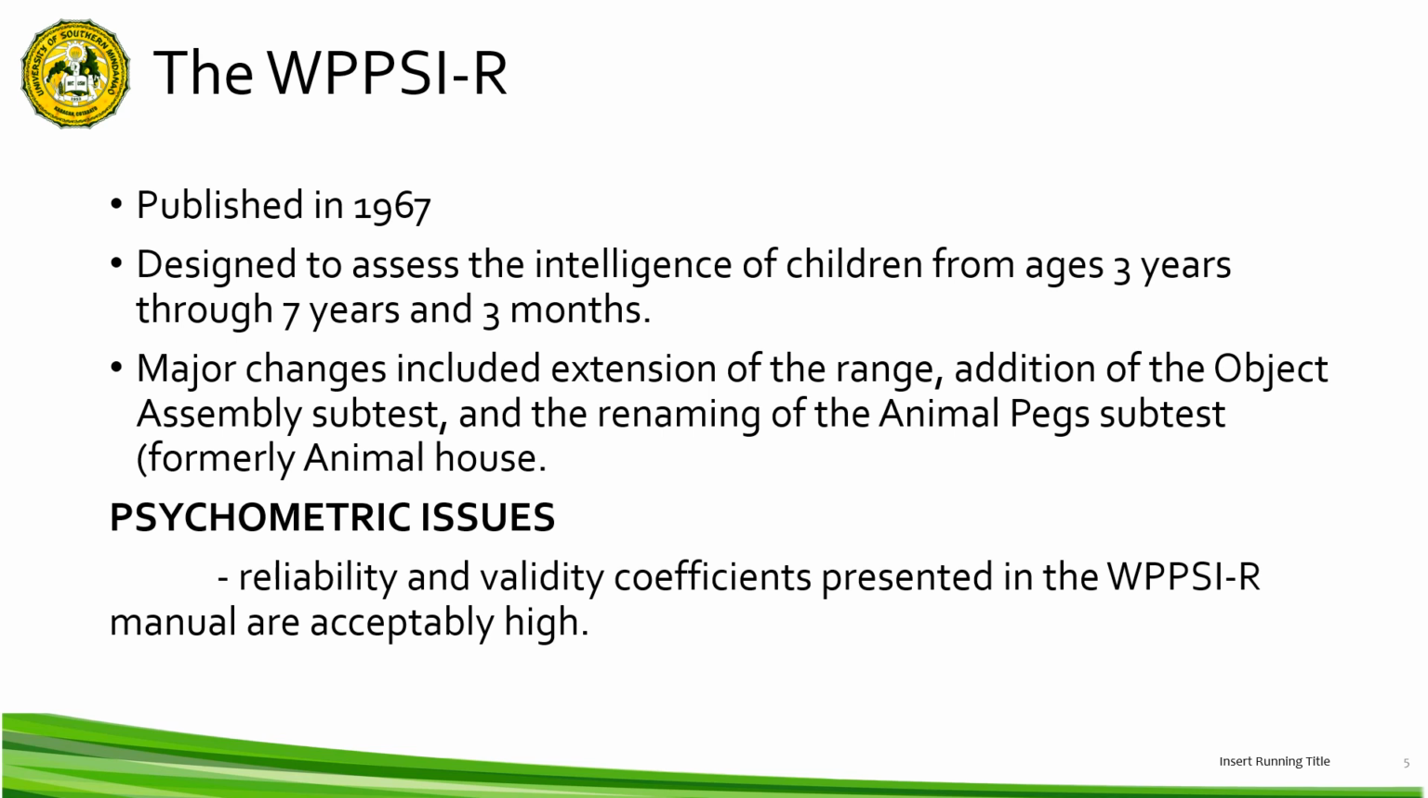New items were developed for the younger age range and for the older age range. The WPPSI-R was standardized on 1,700 children, including 100 boys and 100 girls in each of 8 age groups, ranging in half-year intervals from age 3 years to 7 years, and one age group of 50 boys and 50 girls in the age 7 years to 7 years 3 months interval. On psychometric issues, the reliability and validity coefficients presented in the WPPSI-R manual are acceptably high.